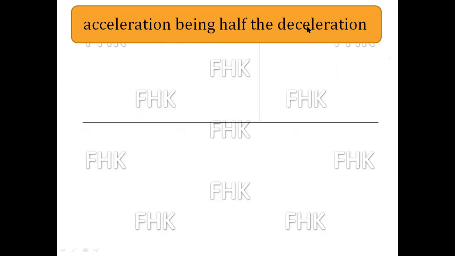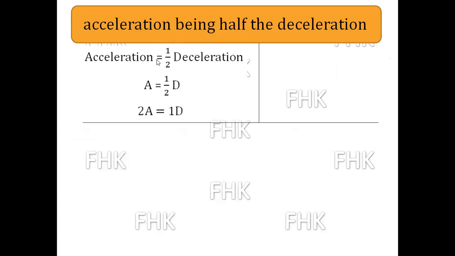Now the next thing given, which is the important point and new concept for today's session, is acceleration being half the deceleration. That is given in the problem statement. So acceleration is equal to half the deceleration. Acceleration is denoted in the next step as A, and deceleration is denoted as D. So A is equal to half of D. So what I do is cross multiplication here: 2A is equal to 1D.